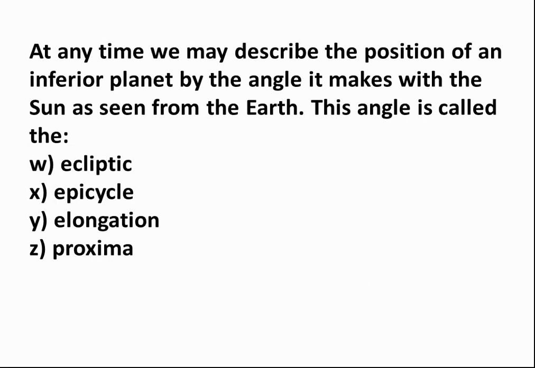At any time we may describe the position of an inferior planet by the angle it makes with the Sun as seen from the Earth. This angle is called the W. Ecliptic. X. Epicycle. Y. Elongation. Z. Proxima.